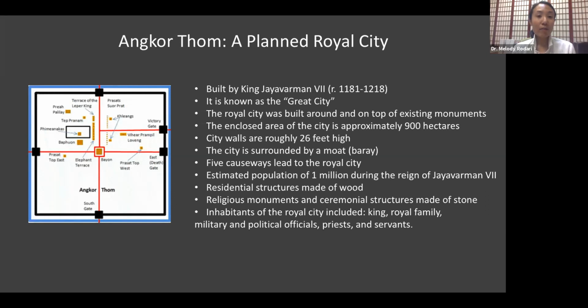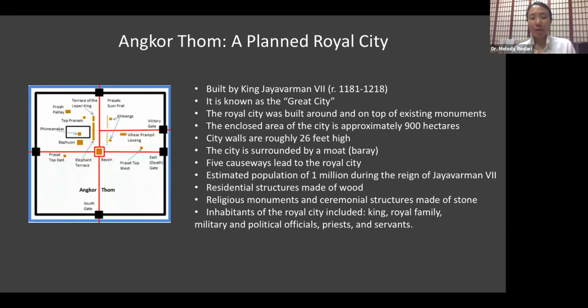Now today, all that remains of Angkor Thom are religious monuments and ceremonial structures, and that's because these are structures that are made out of stone. Residential structures, inclusive of the palace of King Jayavarman VII, were made entirely of wood. So these no longer remain.